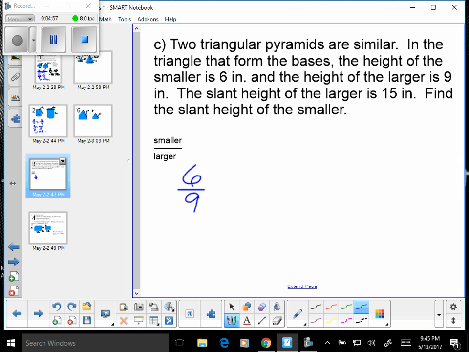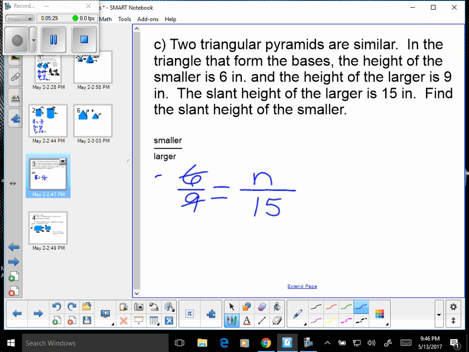Now you'll note that it's smaller over larger. I don't know the smaller height, slant height, but I do know the larger slant height. This is where you've got to be careful if you're going smaller to larger. You can do this without reducing, but I find that if I reduce, I can sometimes end up not having to use a calculator at all, so it saves me some time.